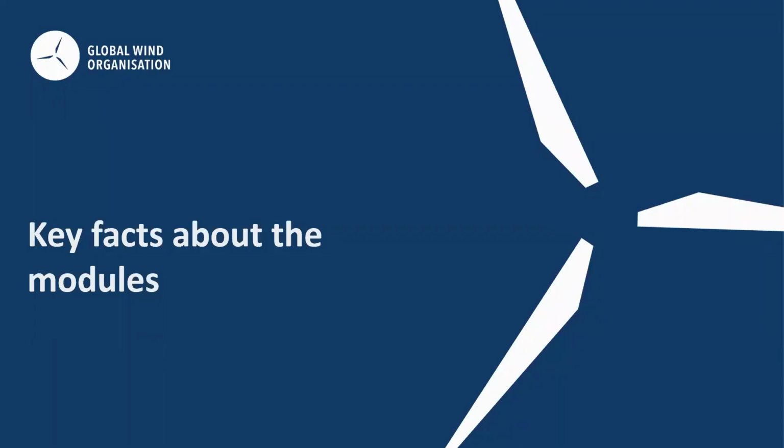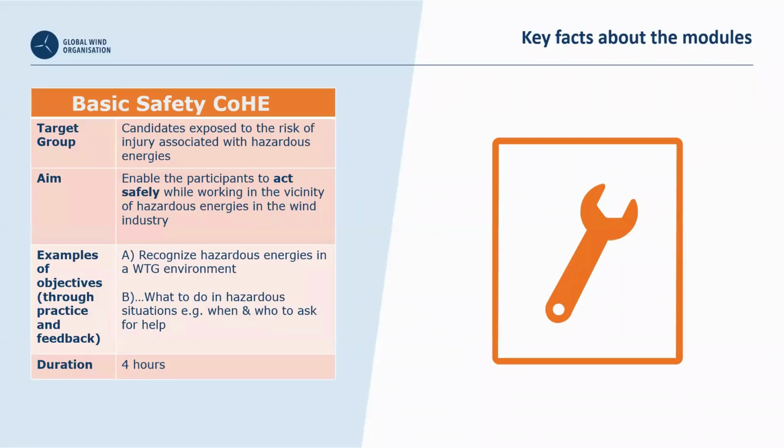Yes, and go next. Then we have some of the key facts about the modules. If you start with basic safety CoHE, you can see most of the information on the screen, so I'm not going to just regurgitate that. But looking at it, the working group placed a high emphasis on getting participants to act safely according to the job role. Part of the focus is what are some of the things they can practice throughout the training and get feedback on?